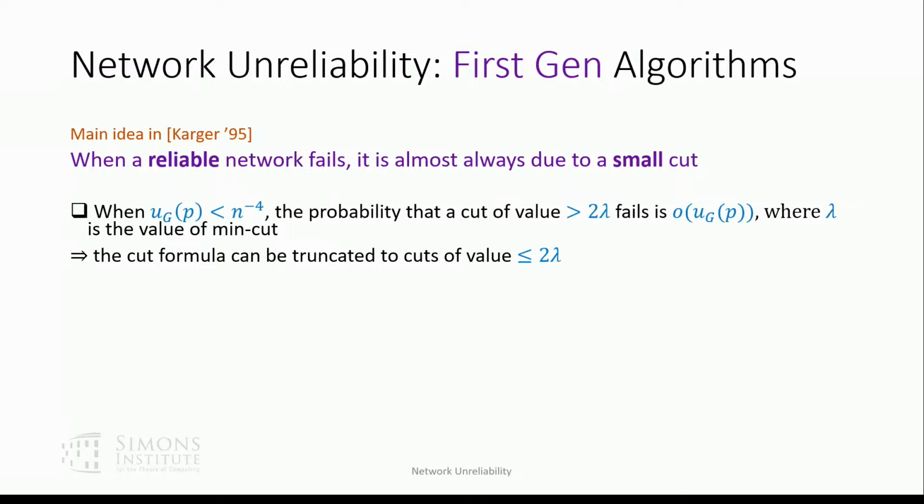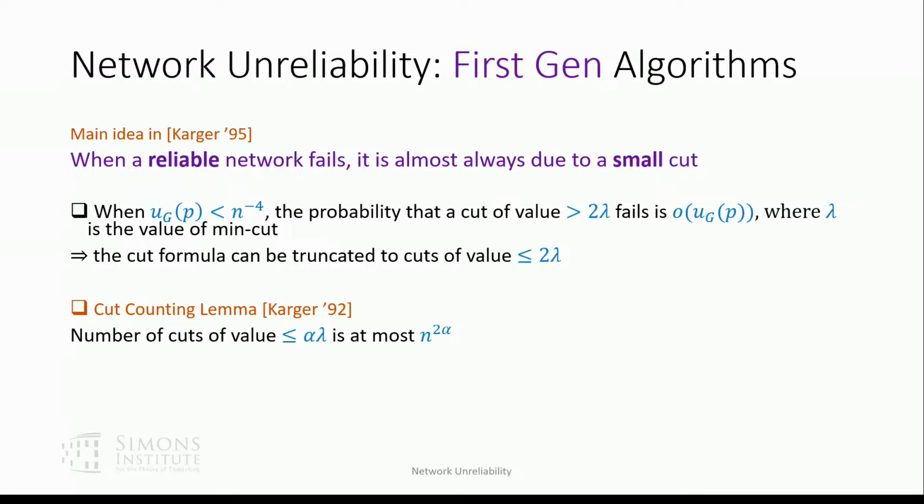Okay, so that means that I can take my cut formula. It has an exponential number of terms, but I truncate the cut formula to only the cuts of value at most 2 times the minimum cut. All the other cuts are irrelevant, the approximation deals with that. Yes, I can throw away all the other cuts and just focus on the cuts that are small. These are the ones which will almost always fail if the graph needs to fail.